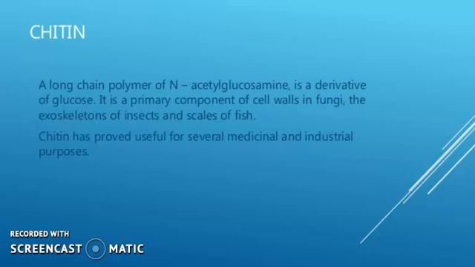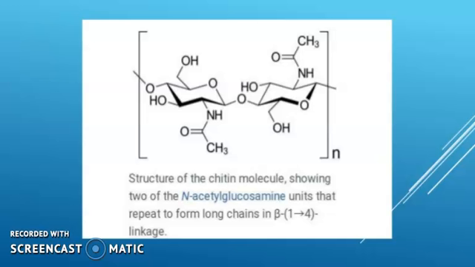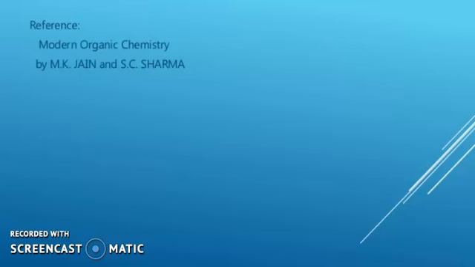Chitin. Chitin, a long chain polymer of N-acetylglucosamine, is a derivative of glucose. It is primarily a component of the cell wall in fungi, the exoskeletons of insects and the scales of fish. Chitin has proved useful for several medicinal and industrial purposes. This is the structure of the chitin molecule, showing two N-acetylglucosamine units that repeat to form a long chain in beta-1,4 linkage. So these are the references.